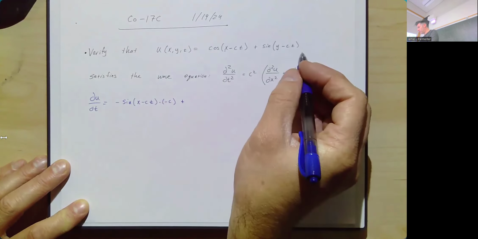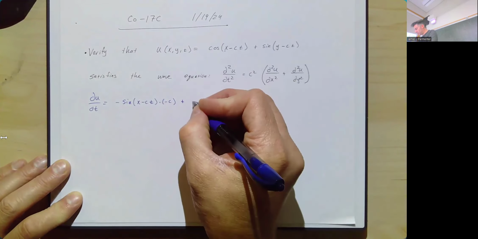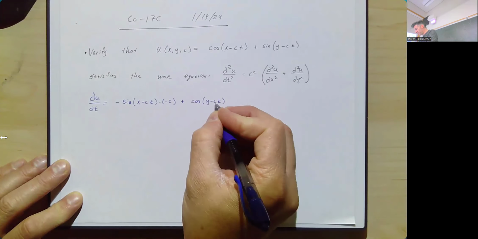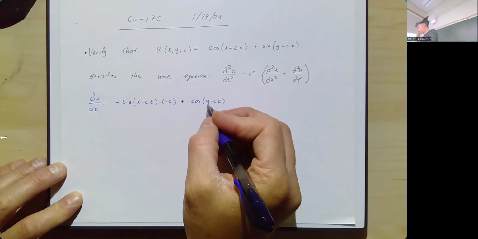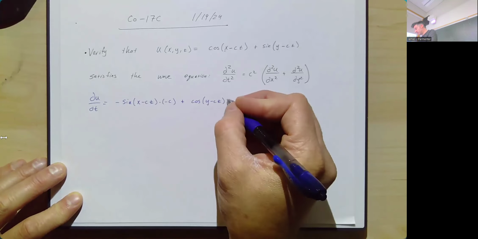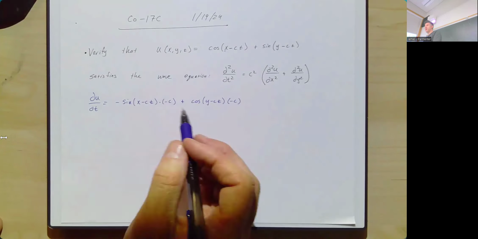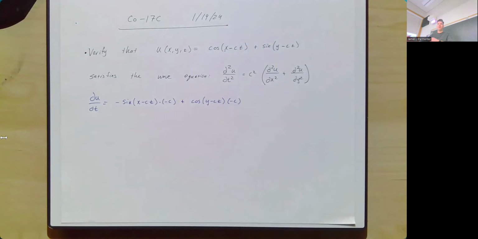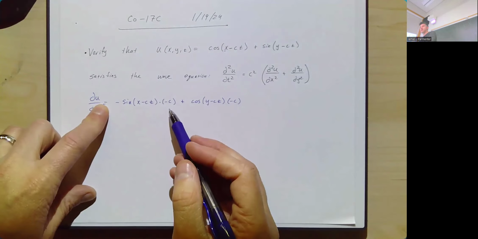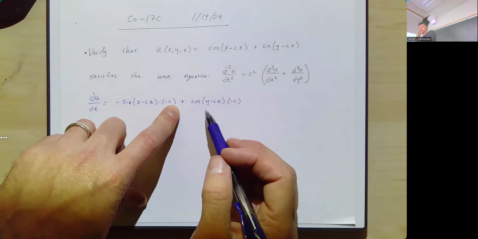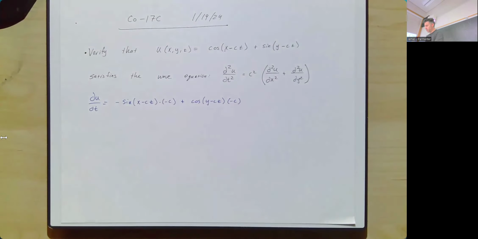Plus, same deal over here. The derivative of sine of some stuff is cosine of that stuff times the derivative of the inside stuff with respect to t again. The derivative of y is 0. The derivative of negative ct is once again negative c. You could distribute the minuses here, but we should probably just wait till the second derivative. If you wanted to, you totally can make this a positive c times sine of x minus ct and a minus c times cosine of y minus ct. But I think we just wait.